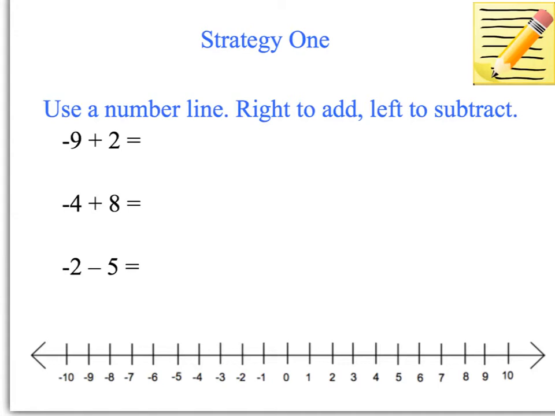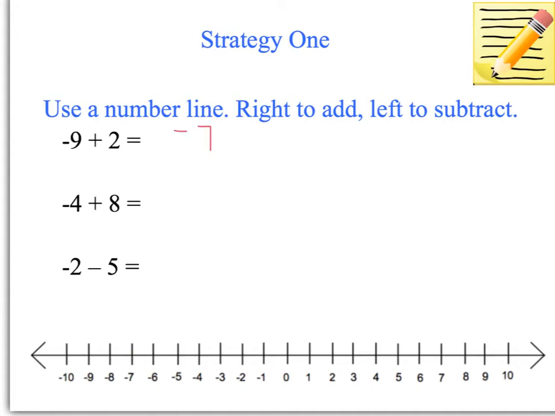So -9, so we start then on the -9. So here we go, the -9 right here. And we're going to add 2. So remembering add means we go right. So we go right 1, 2, therefore -9 plus 2 is -7.